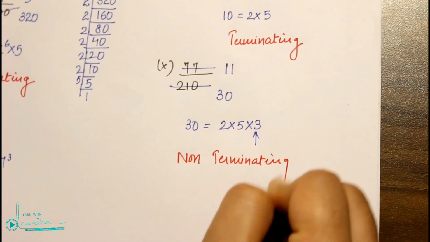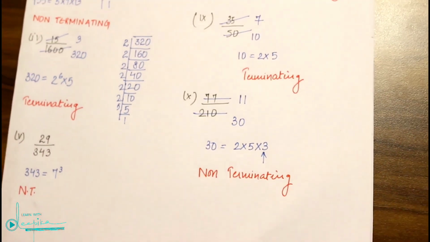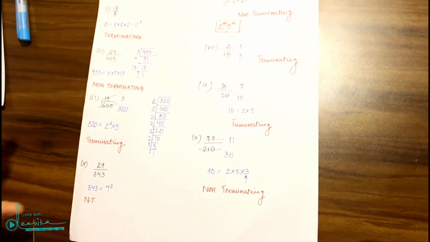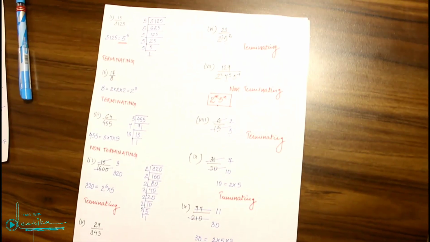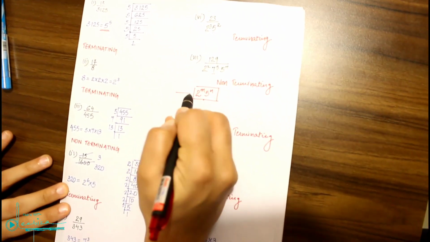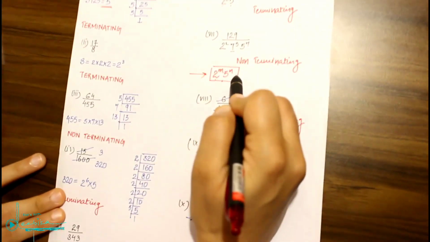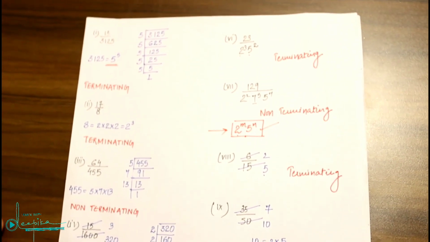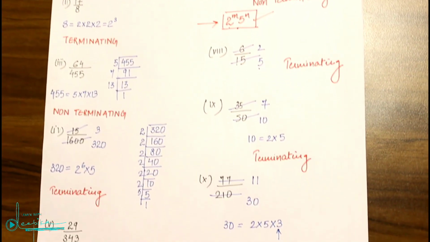So you can see these types of questions are very easy without any division. It's very easy to answer whether the numbers are terminating or non-terminating. Basically it depends on this. If the denominator is in this form, it is terminating, otherwise non-terminating. So this was our question number 1. Let's move to our second question.